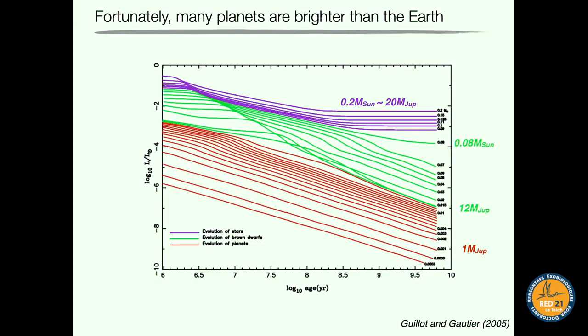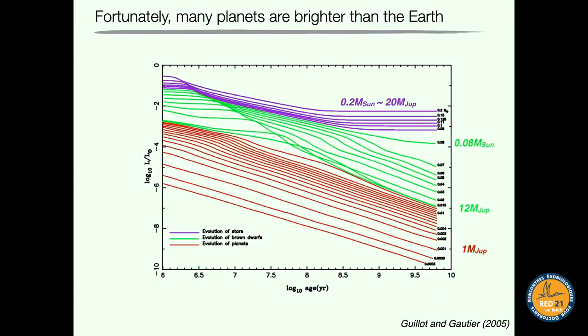Then you have in green what we call the brown dwarfs, which are objects that are a bit less massive, not massive enough to burn hydrogen and so to be called stars, but a bit too massive to be called planets. And so we go from about 0.08 solar mass, meaning 80 Jupiter masses, down to about 12 Jupiter masses. And then in red, we have what we would call the super Jupiters, between 12 and 1 Jupiter mass.